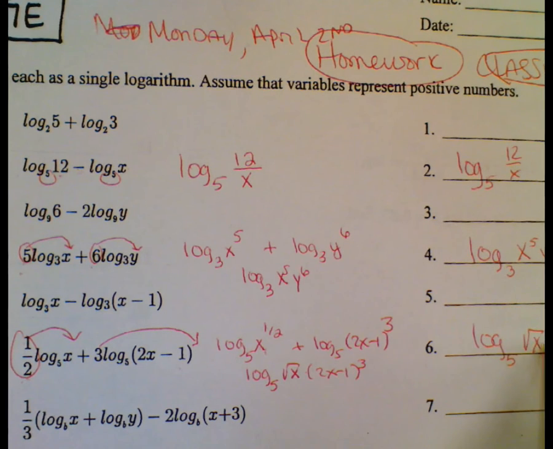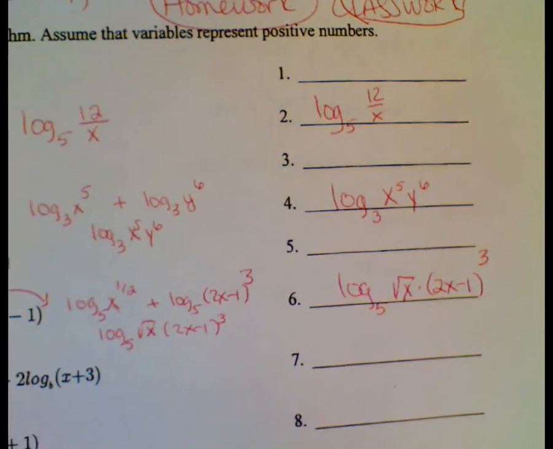Notice everything's in line with the log here, except for that exponent, and the 5, which is the base, is under the line. So make sure you write it like this. Oops, you can't see that. I'm so sorry.